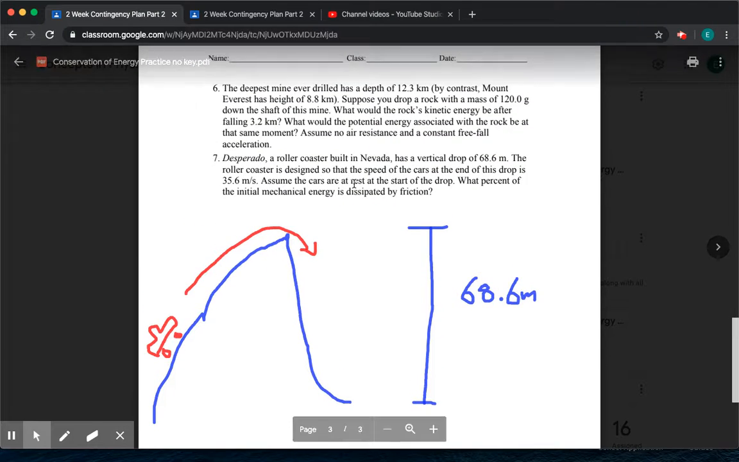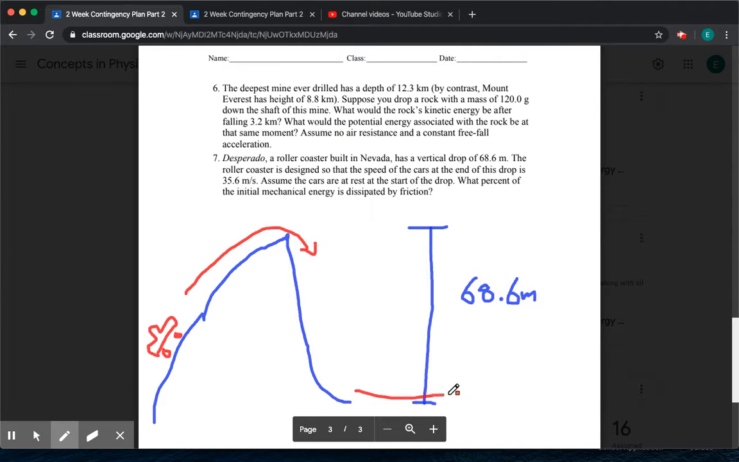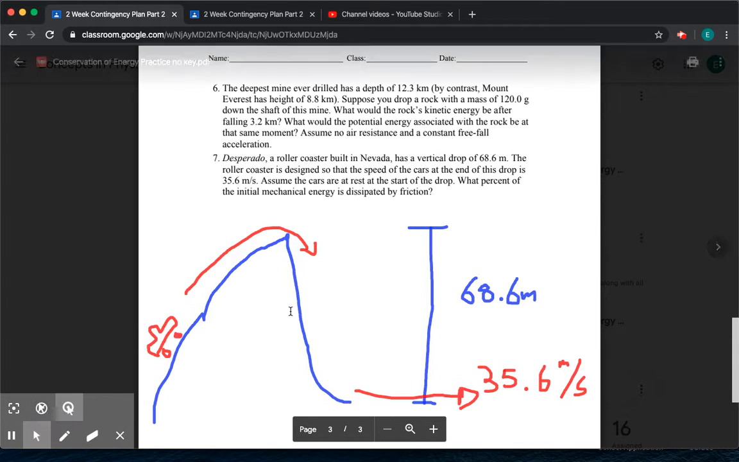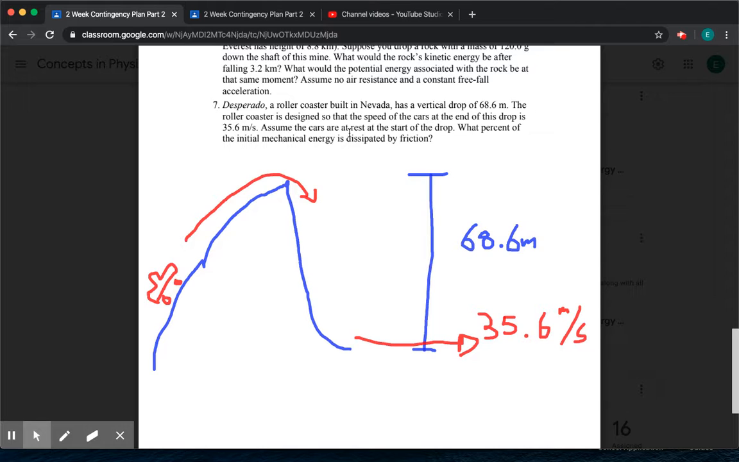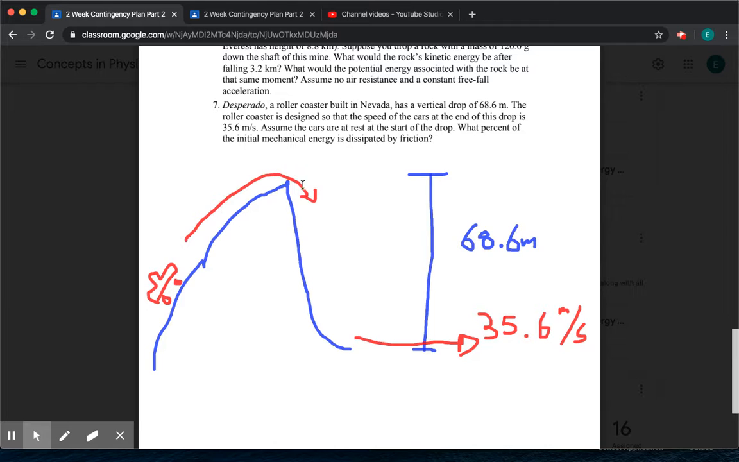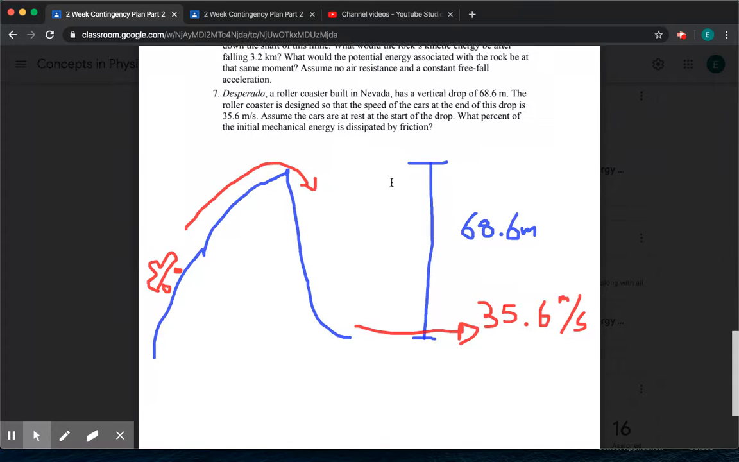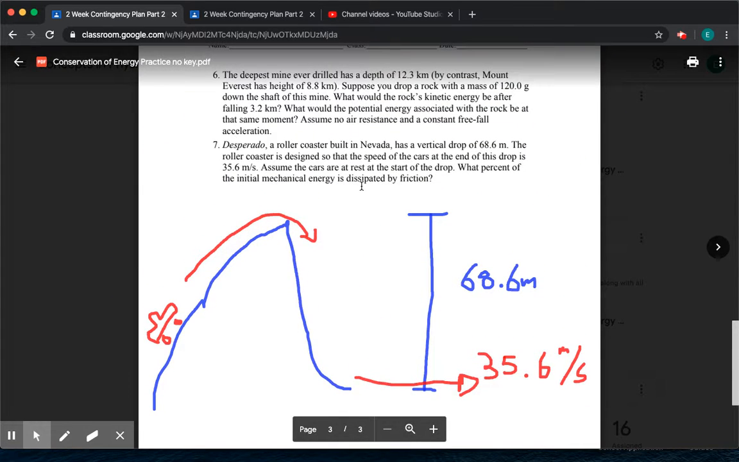The roller coaster is designed so that when you reach the bottom, you should be going 35.6 meters per second. When you reach the bottom, that's how fast you should be going. Assume the cars are at rest at the start of the drop. So there's no initial speed. The car is here at the tippy top and it's not moving yet. We just push it over and it slides down. It says, what percentage of the initial mechanical energy is lost to friction?